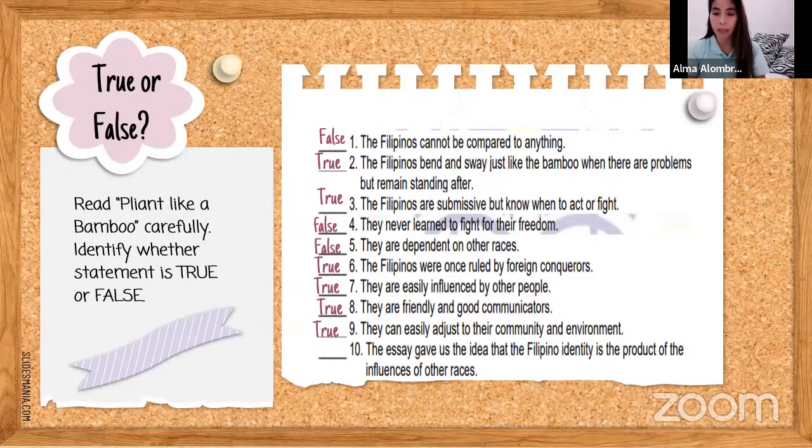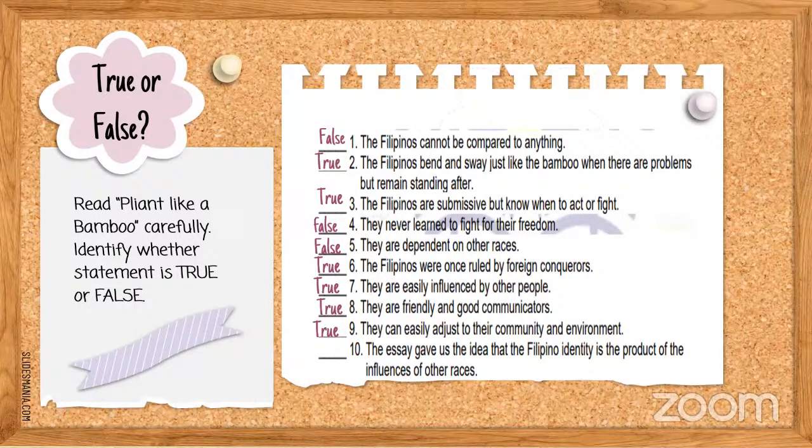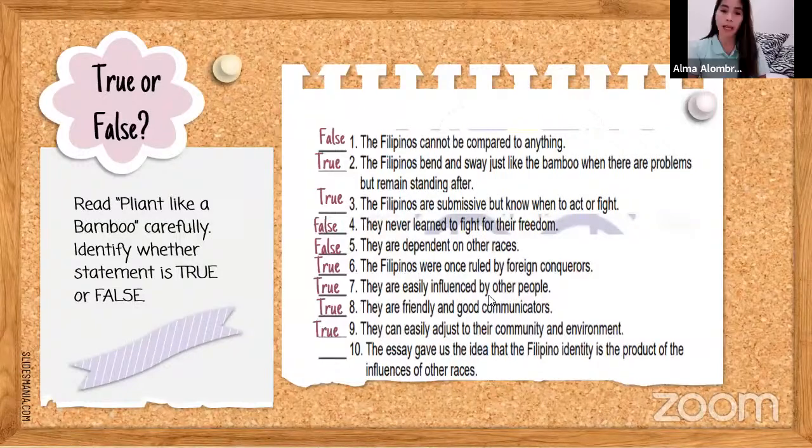Ira Jane, can you please answer number 10? The essay gave us the idea that Filipino identity is the product of the influences of other races. True. Okay, perfect. The answer is true. This is actually one of the focuses of Ivy Malyari's Pliant Like the Bamboo. He discusses there that our identity as a Filipino is a product of the influences of the Japanese, the Spaniards, and the Americans. All right, perfect. So you all got the correct answer.